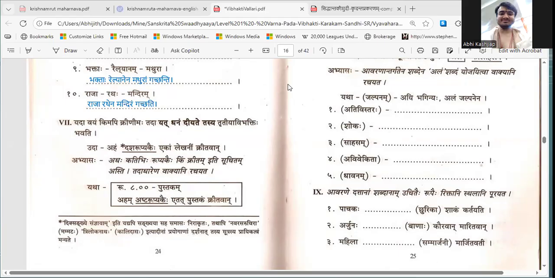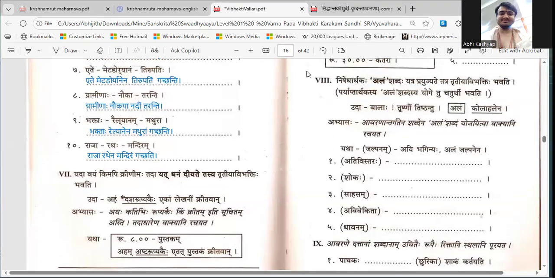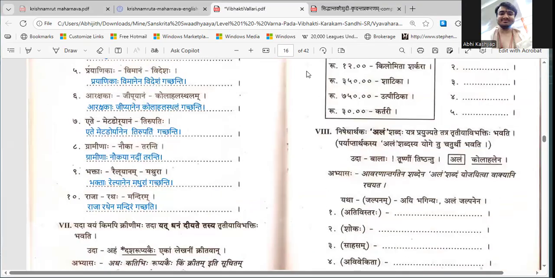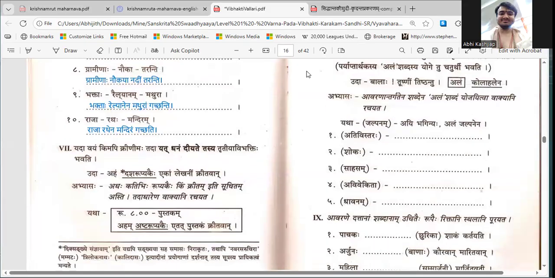So we had two abhyasas left in Tritiya Vibhakti. So let's just finish them off. So first one is the seventh one, where, for the money that we use to buy things, yada vayam kimapi क्रीणीमः, buy things, tada yad dhanam diyate, when we give that money, when we use that money, the money that we are using to buy things, tasya tritiya vibhakti bhavati.